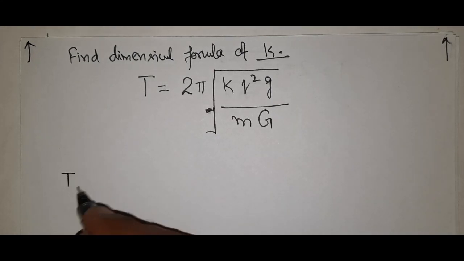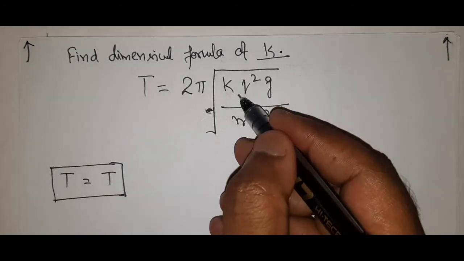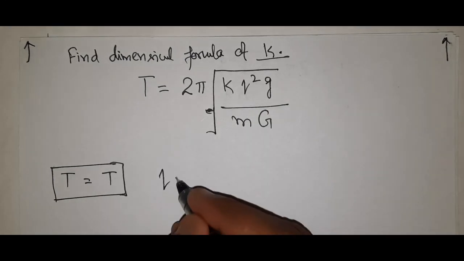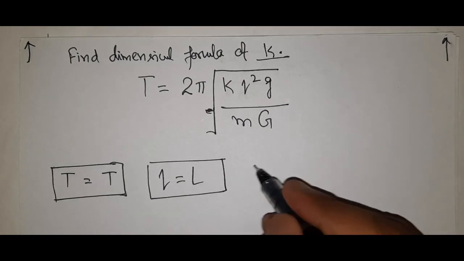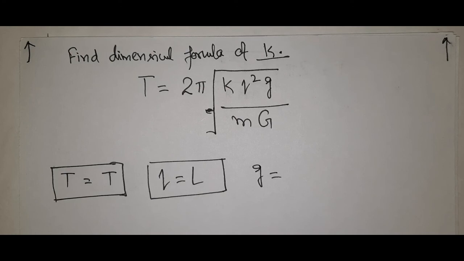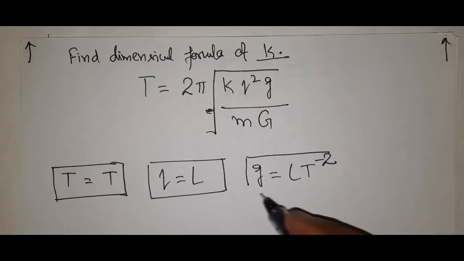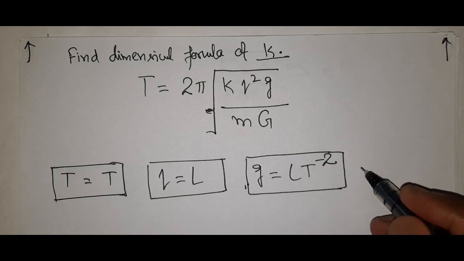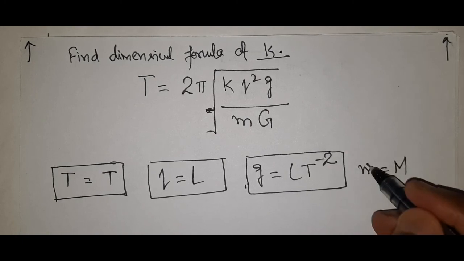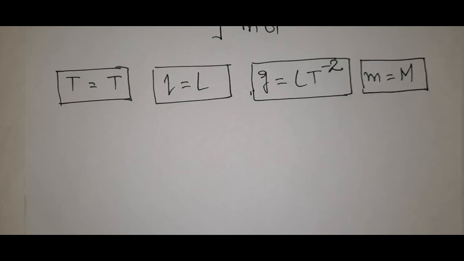Now very first is time period. Time period will have T. We have to calculate for K. L is length. Length will be measured as L. Now g is acceleration due to gravity. Basically this is acceleration, LT minus 2. M is mass, capital M. Another is the universal gravitational constant, capital G.